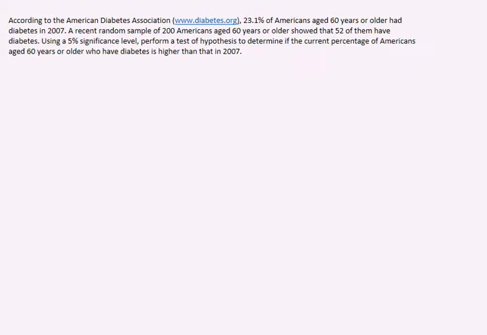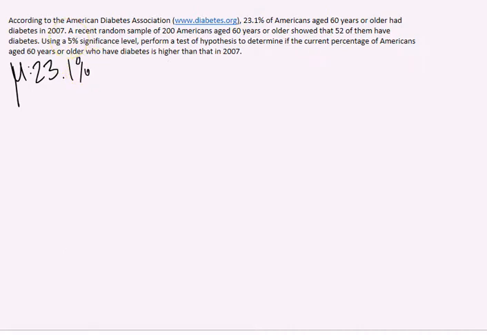That way I can use it as I progress through the problem. So what do we have? We have 23.1% of Americans aged 60 years or older had diabetes in 2007. To me, that looks like a proportion because it's a percentage, and they're talking about a population, where the population is Americans that are 60 years old or older in 2007. It's a very specific population, but that's the population they're talking about. So my mu here is 23.1%. That is a proportion that they've given me.